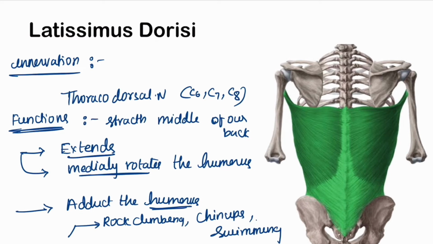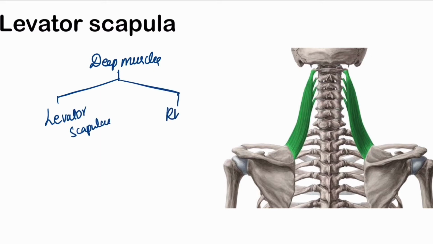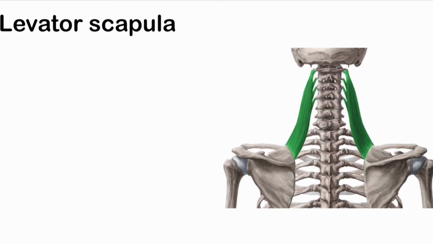Let us look at the levator scapulae. We have two deep muscles. They are the levator scapulae muscle and the rhomboid muscles. First, let us see the levator scapulae muscle. This is the levator scapulae muscle. This muscle lies in the neck, deep to the sternocleidomastoid muscle.